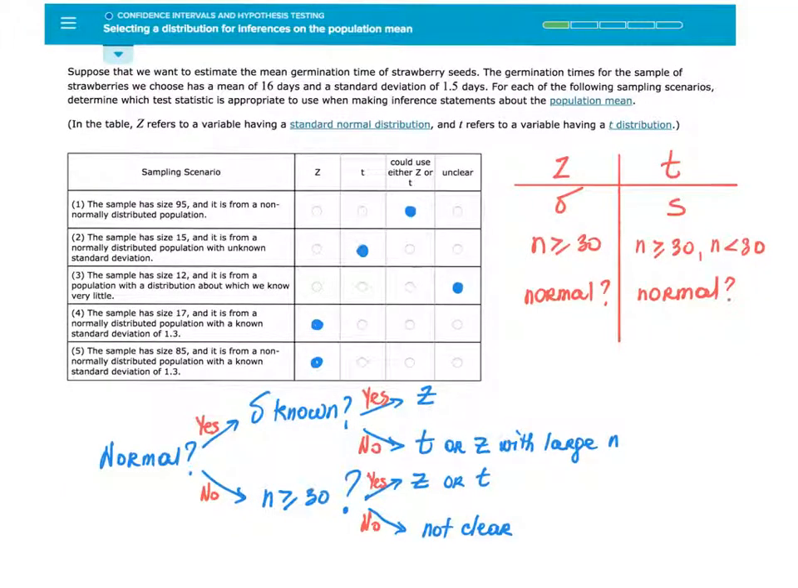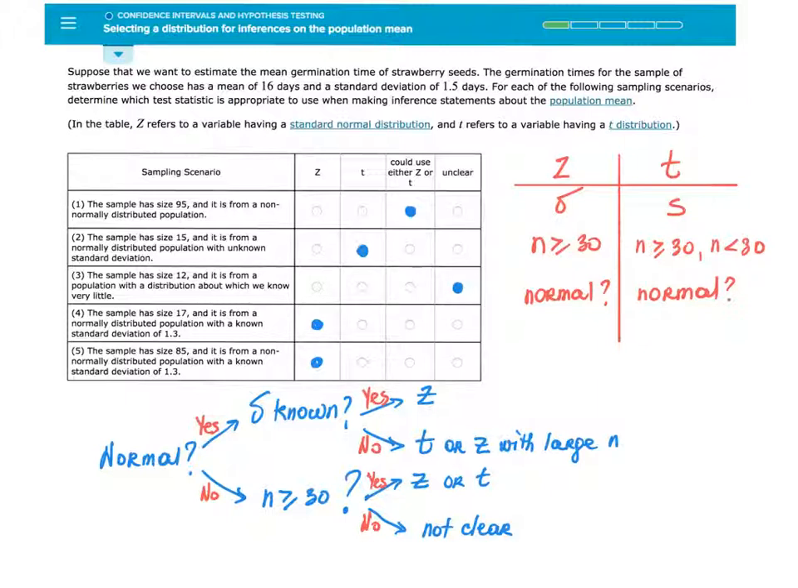Let's take a look at one more example. Suppose that we want to estimate the mean germination time of strawberry seeds. The germination times for the sample of strawberries we choose has a mean of 16 days and a standard deviation of 1.5 days. For each of the following scenarios, determine which test statistic is appropriate to use when making inference statements about the population mean.